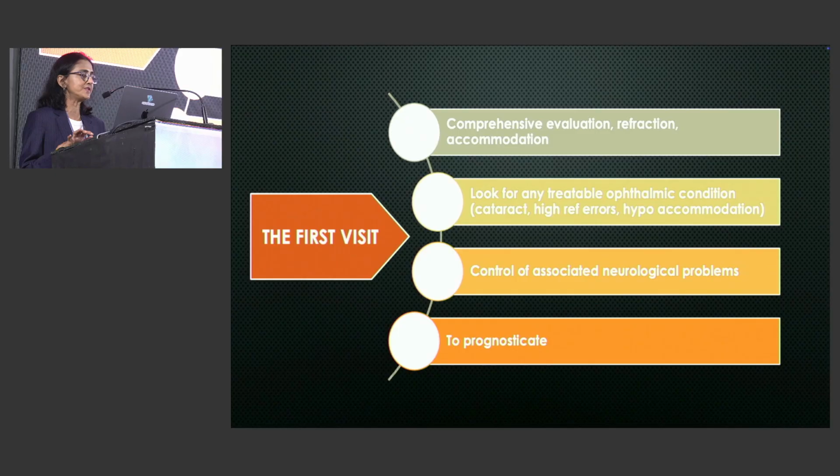So during the first visit, what are the things you will assess? You should do a comprehensive evaluation, refraction and accommodation. Look for any treatable ophthalmic conditions like cataract, high refractive errors, hypoaccommodation, which is often missed, and control of associated neurological problems. Also you should be able to prognosticate, because once you find some very severe ophthalmic condition like optic atrophy, you cannot expect more in this child.